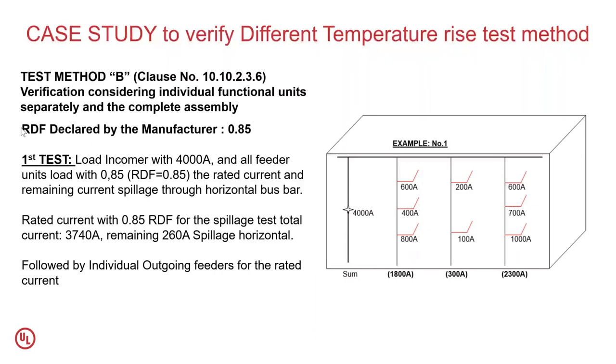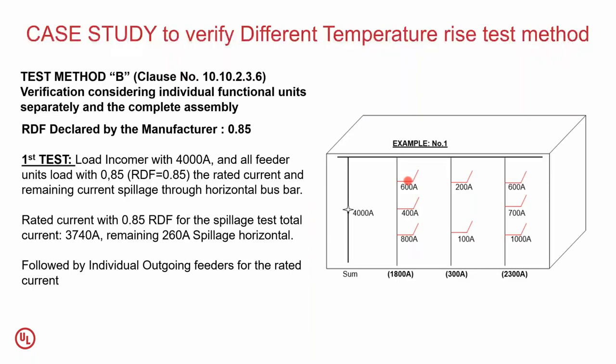Means 3740 amps is the total sum of the current with RDF 0.85. Still we have 260 amps, because the incomer we are flowing through is 4000 amperes. After we flow 3740 amps, the remaining 260 amps we just spill through the horizontal bus bar. So with RDF under clause 10.10.2.3.6, we test with RDF, followed by we need to test individual breaker, individual feeders with the rated current. Don't forget this. That's what I mentioned to you.